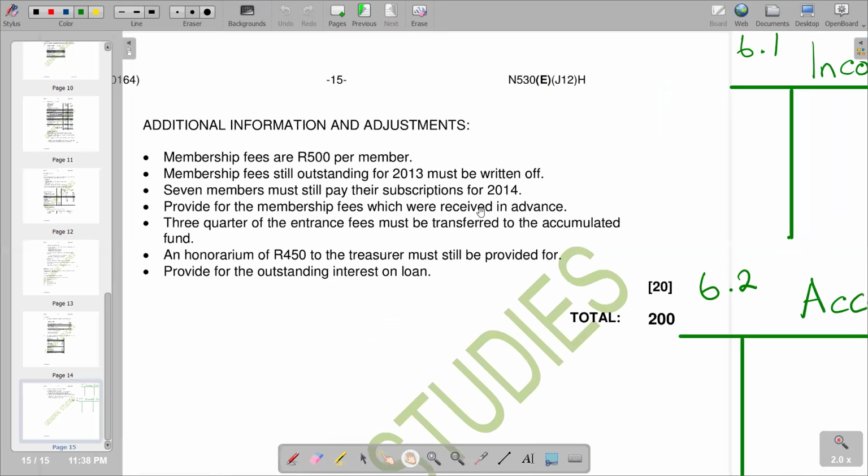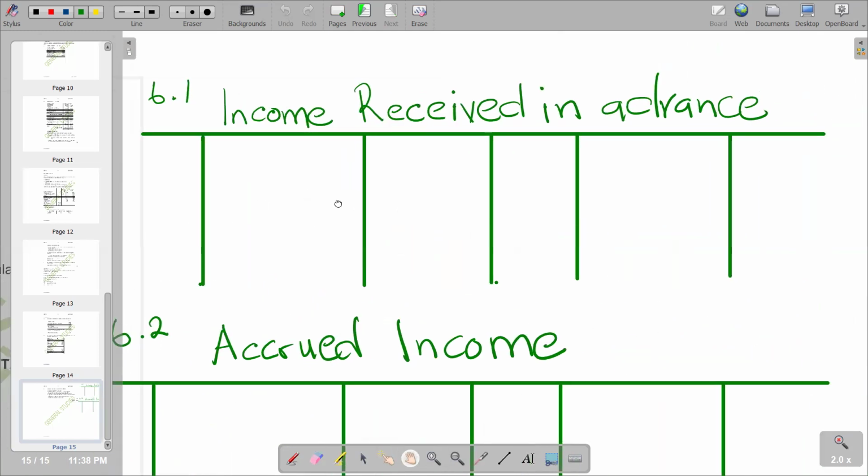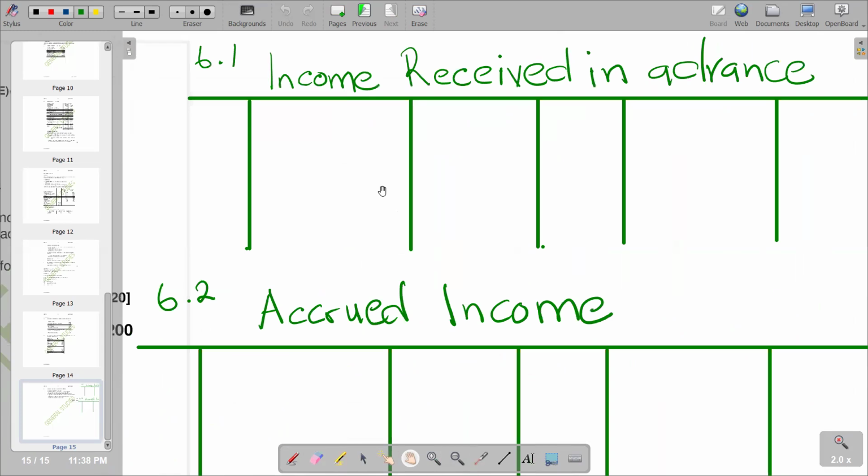But going to our answer section, you'll see that we have the income received in advance account, and also the accrued income account. So these are the two accounts that we want to prepare.